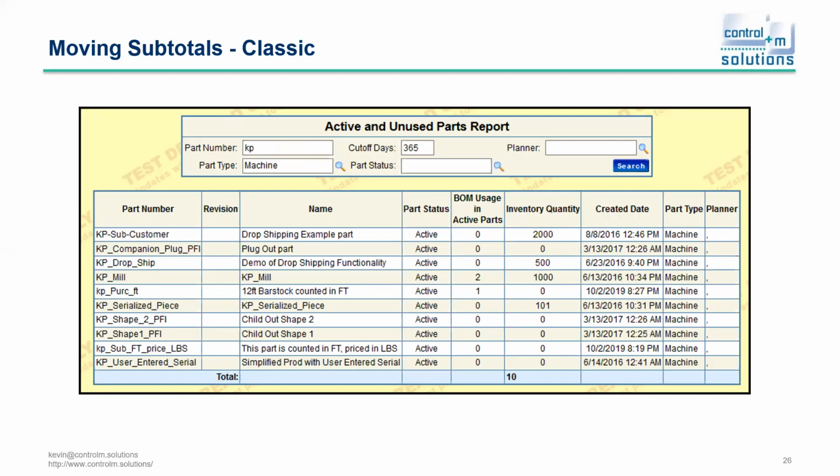Another thing that commonly happens over time in Classic, what we're showing here, is how do I move subtotals around. Over time, when new columns are added or updated to VisionPlex screens, sometimes subtotals can get misaligned. So on this particular report, the sum of the inventory quantity obviously is not 10, right? It's way more than 10. So that's your first indication that something is a little bit off on this report. In this case, 10 is actually the count of rows that this report returns.